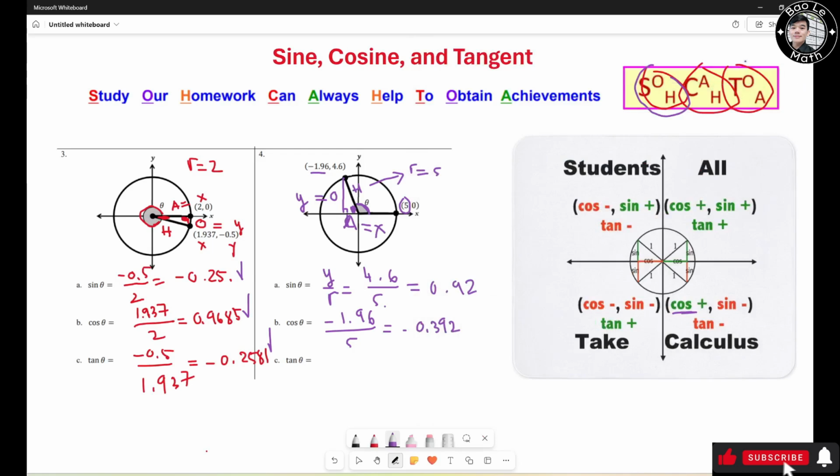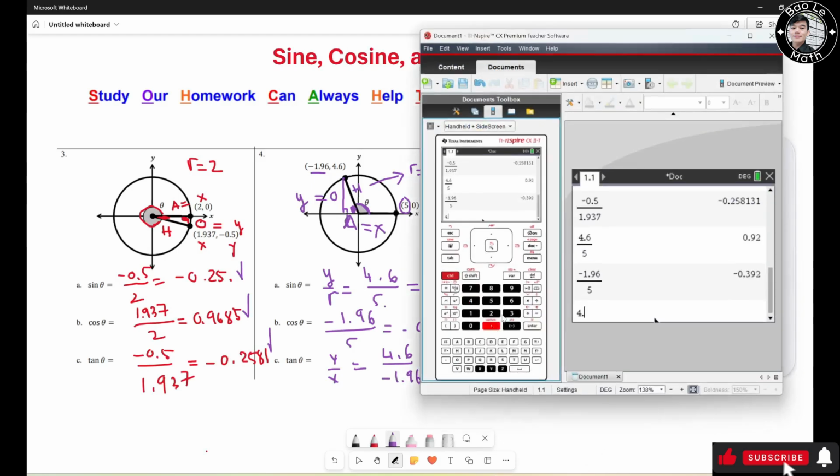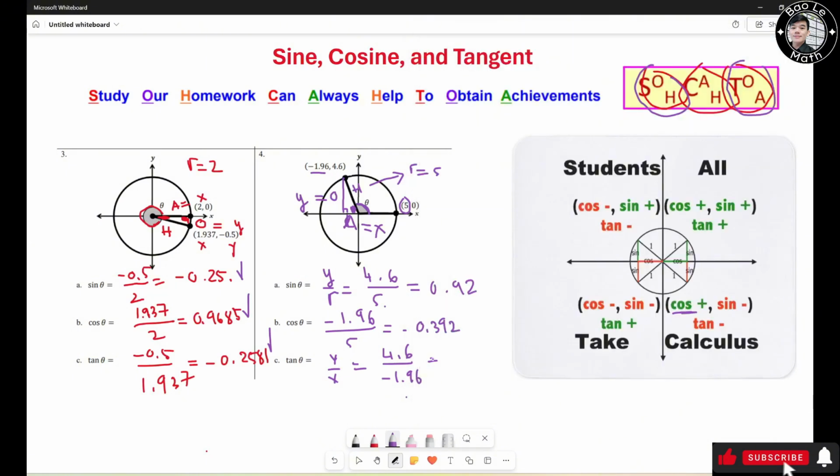Now tangent theta is going to be opposite over adjacent, which means y over x, right? So the y value is going to be 4.6 over negative 1.96. So the answer is 4.6 divided by negative 1.96. So it's going to be negative 2.347, right?